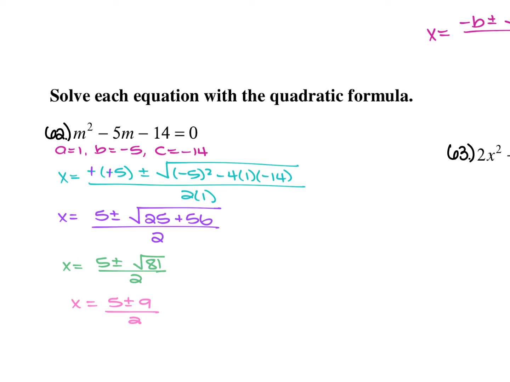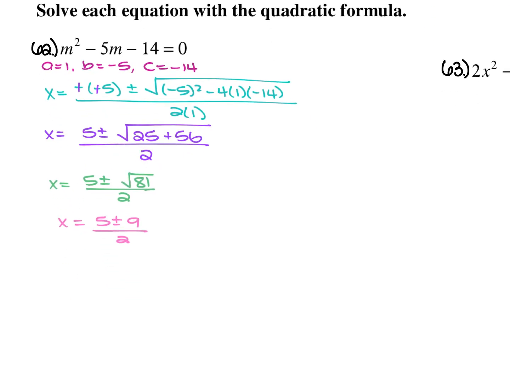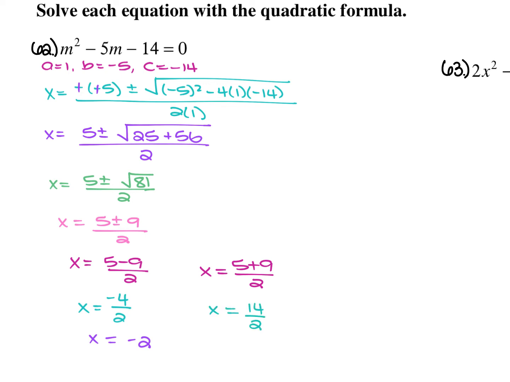So because that radical simplifies fully, we're going to separate this into two parts. One that is x is equal to 5 minus 9 over 2, and one that is 5 plus 9 over 2. The 5 minus 9 is negative 4 over 2, which then simplifies to negative 2. The 5 plus 9 gives us 14 over 2, which simplifies to be 7. So you have two solutions here, one that's negative 2, one that is 7.